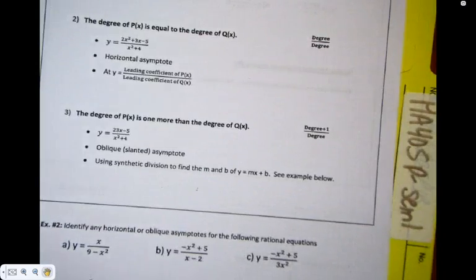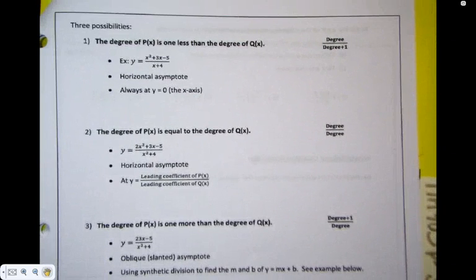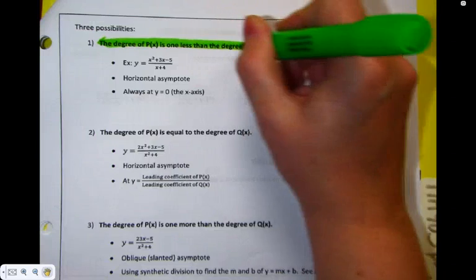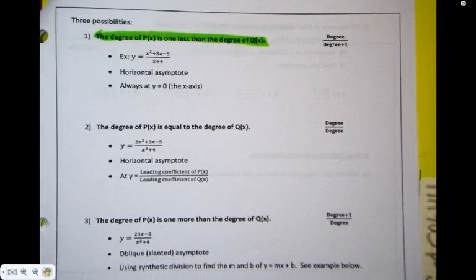We're going to talk now about horizontal asymptotes versus oblique asymptotes, and you're going to have three different possibilities. The first possibility, the degree of P of x is 1 less than the degree of Q of x. I'll explain what that means in a second.